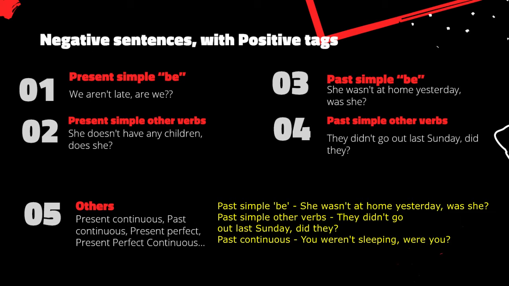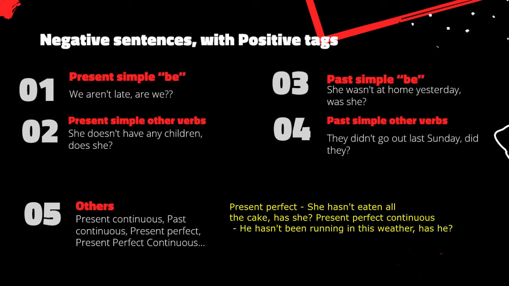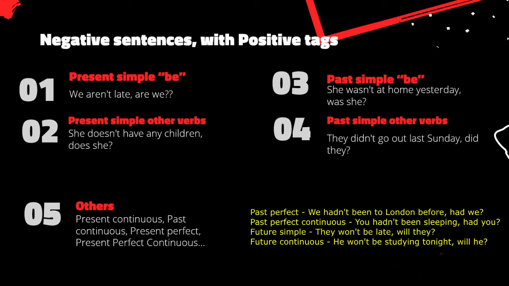Past simple other verbs: They didn't go out last Sunday, did they? Past continuous: You weren't sleeping, were you? Present perfect: She hasn't eaten all the cake, has she? Present perfect continuous: He hasn't been running in this weather, has he? Past perfect: We hadn't been to London before, had we?